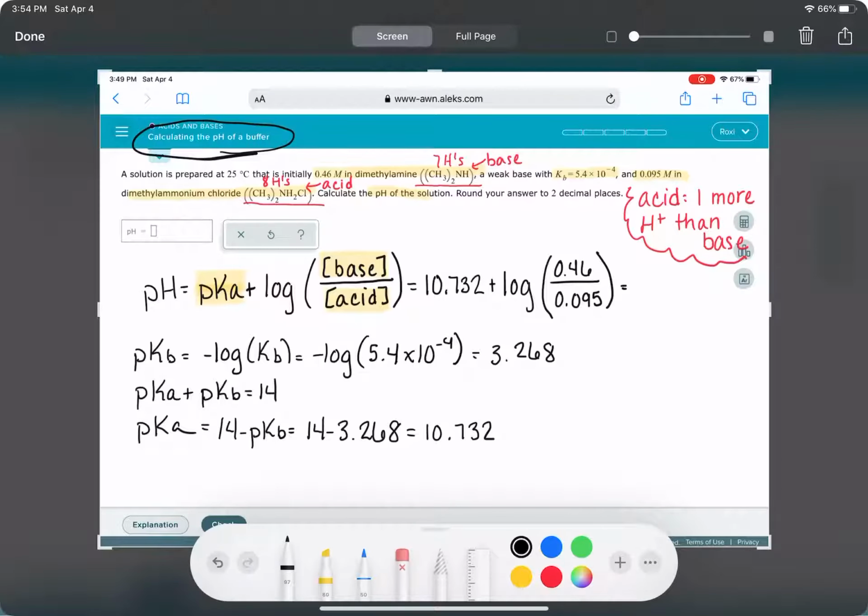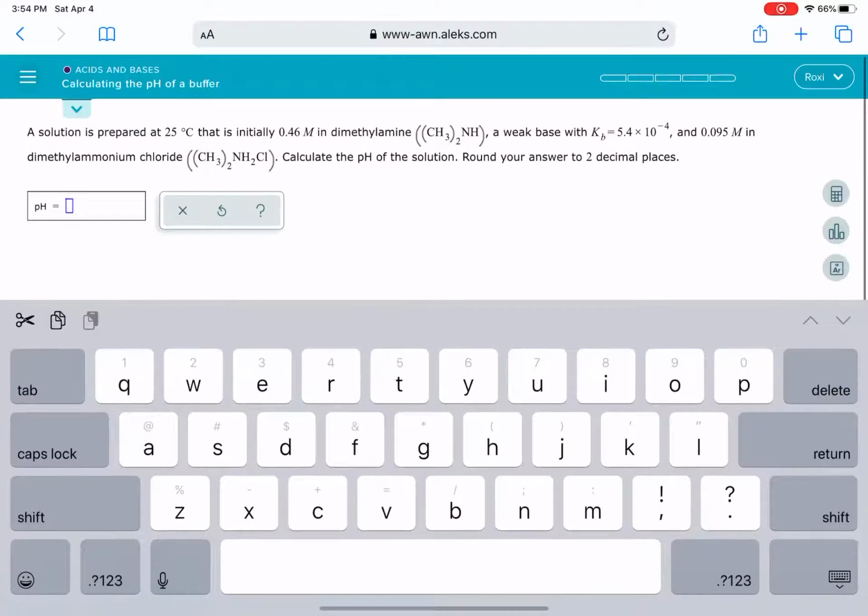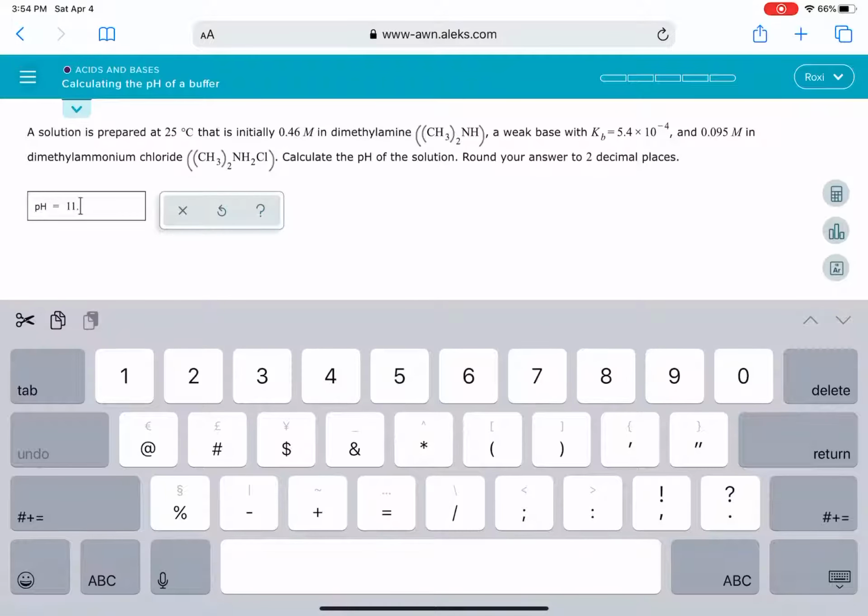And now we can just crunch the numbers on that. 0.46 divided by 0.095. Take the log of that and add it to 10.732. So I am getting 11.417. ALEKS says 2 decimal places, so that means I want 11.42. Let's see how it likes that. 11.42.